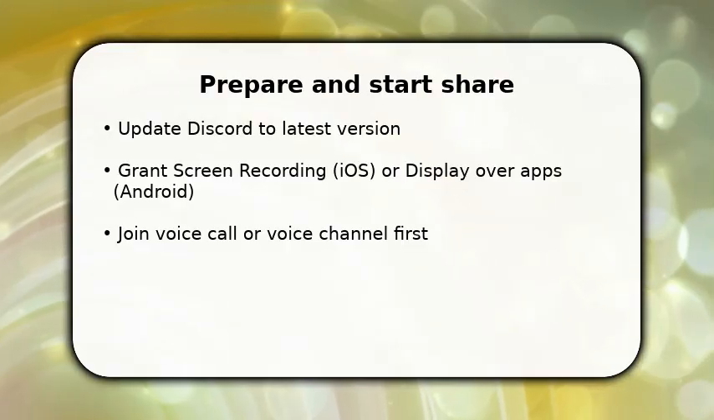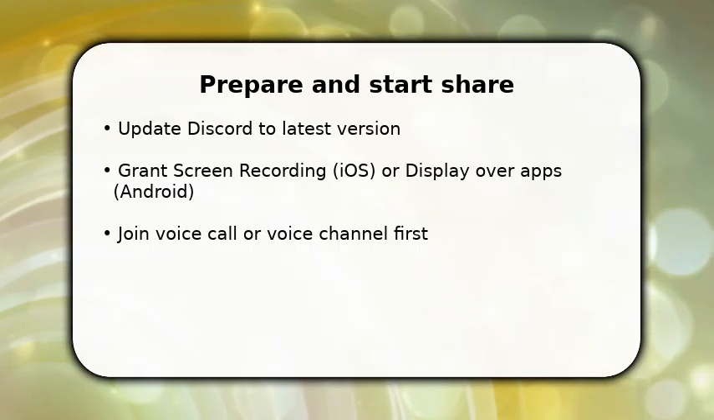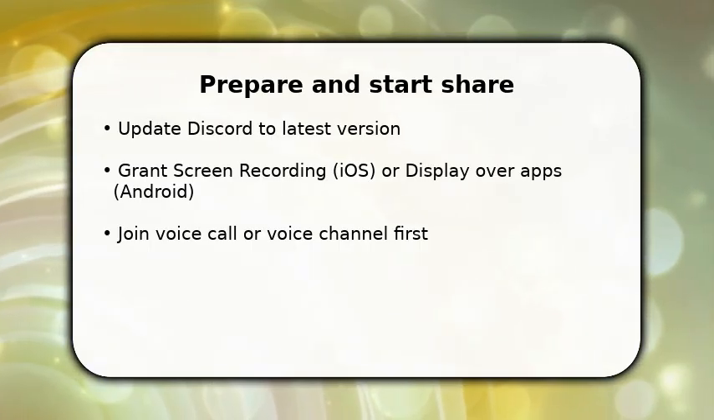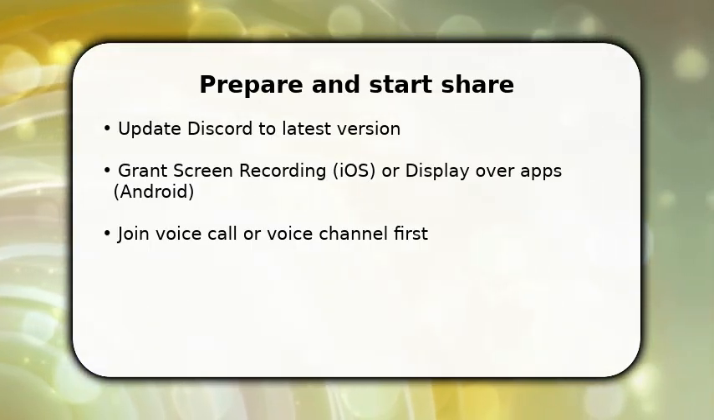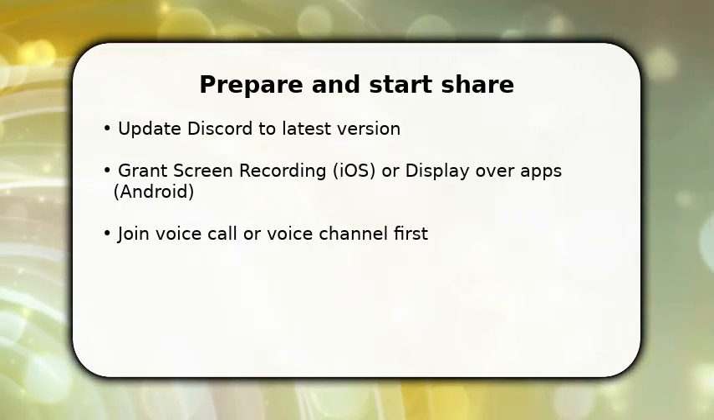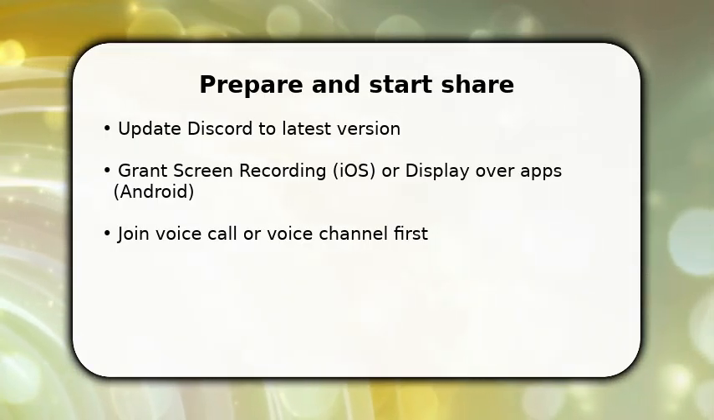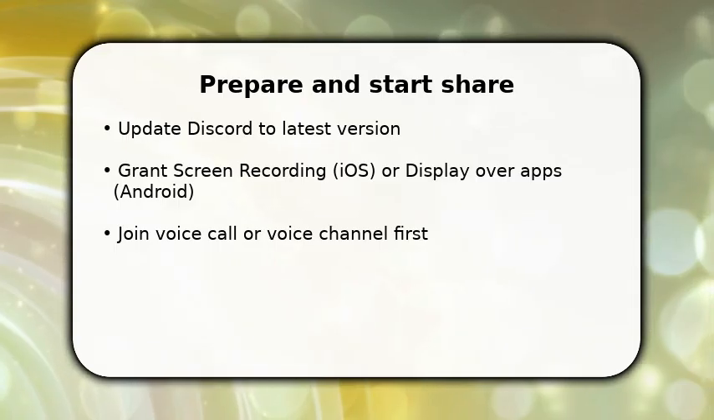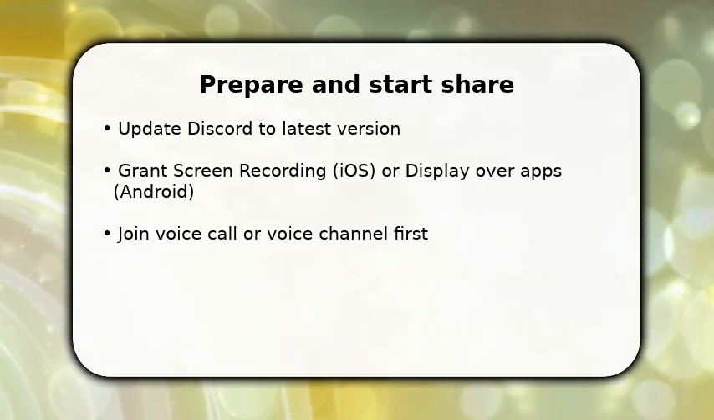You start by making the app able to capture your screen, update Discord, and grant system screen permissions. Once done, join the voice call or enter the voice channel you want to stream to. Tap the screen share or share screen button. That first action triggers the OS broadcast prompt.